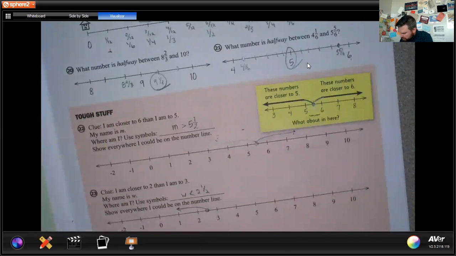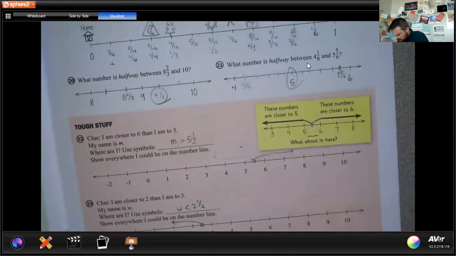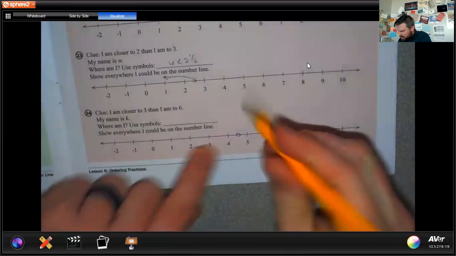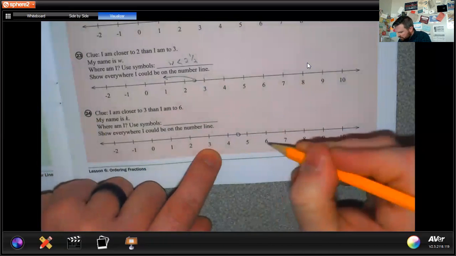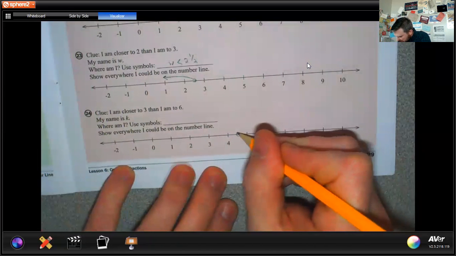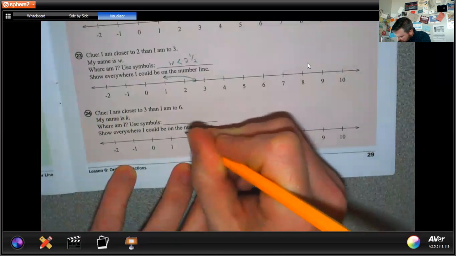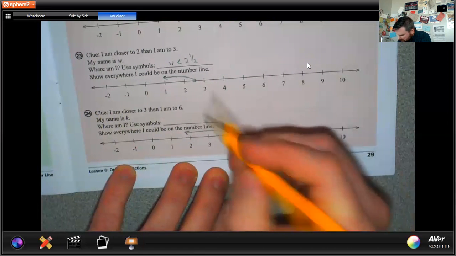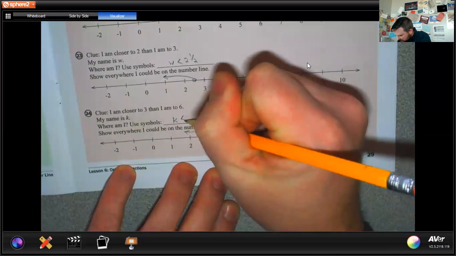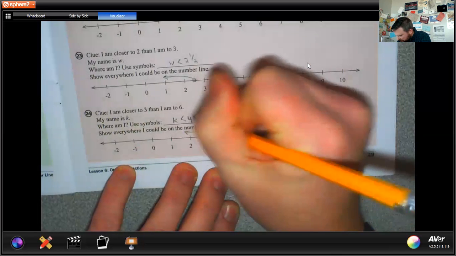I am closer to 3 than I am 6. So here's 3, here's 6. If we go halfway between those, that's the neutral zone. Sorry, if we're at 3 and 6, if we go halfway between, that's the neutral zone. And I'm closer to 3, so that means I'm going in the 3 direction. Okay. Where am I? My name is K. So K is less than 4.5.